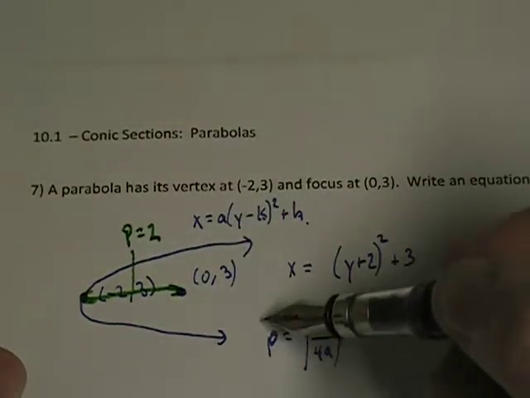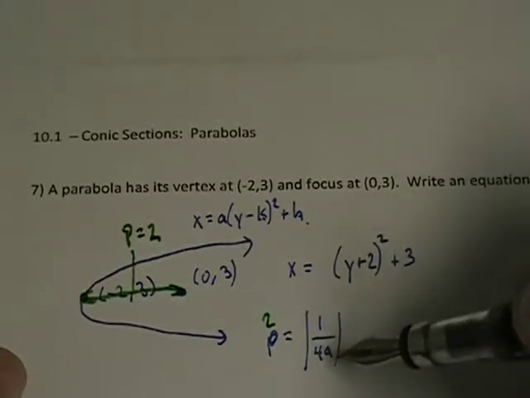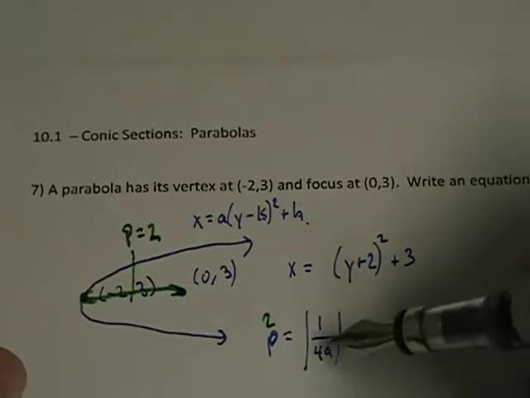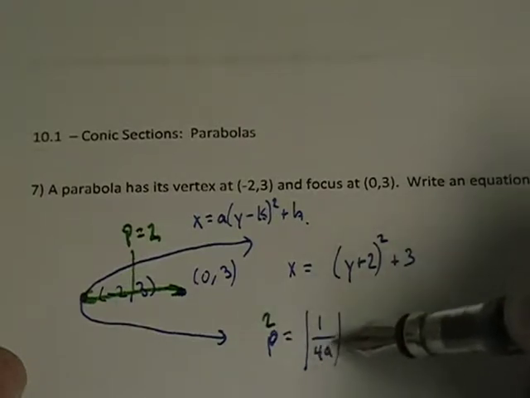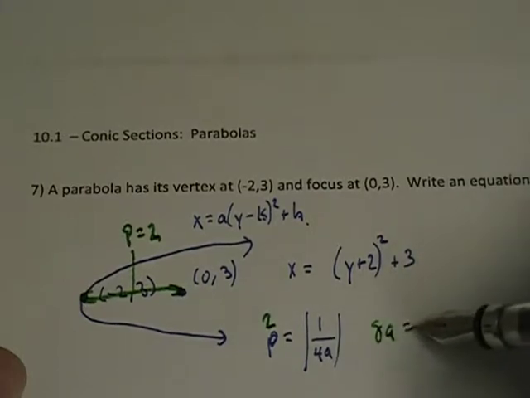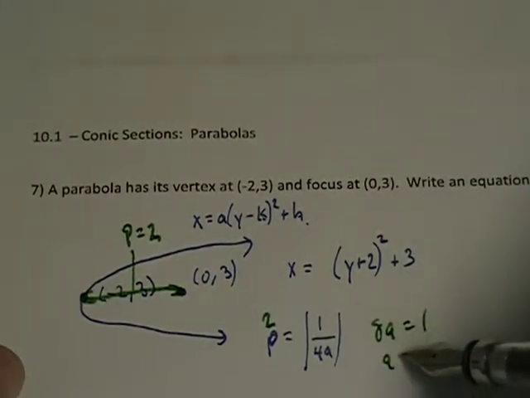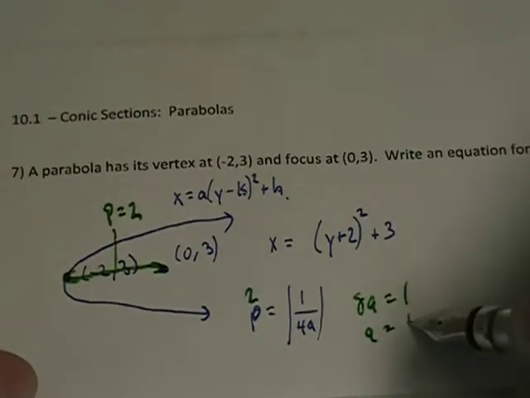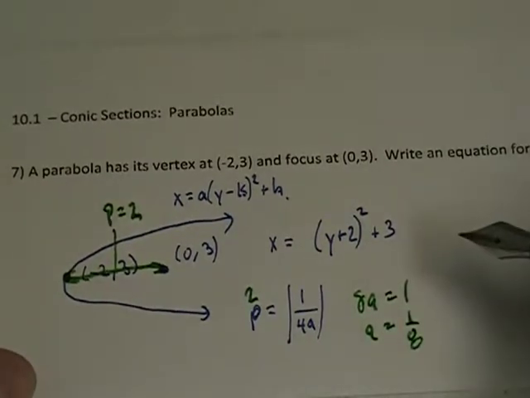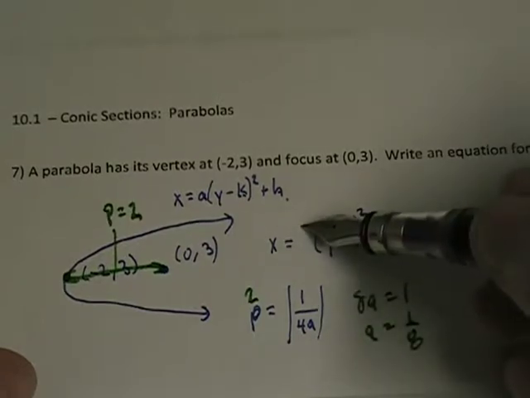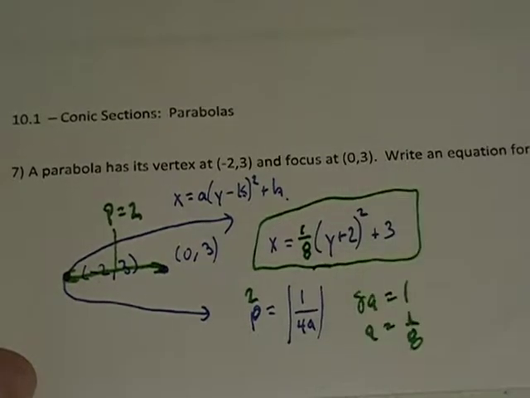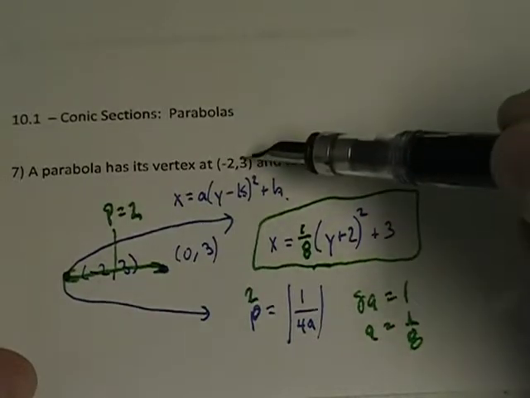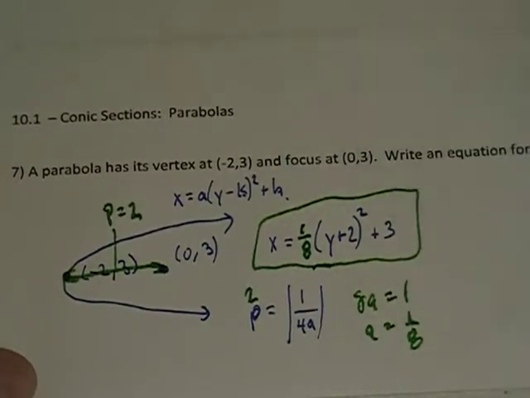So if this side here is 2, solve that for a. If I multiply, this is 2, multiply by 4a, I get 8a equals 1, which gives me a equals 1/8. So now that I found a, I can put that where it belongs in the equation. And voila, I have an equation for this parabola.